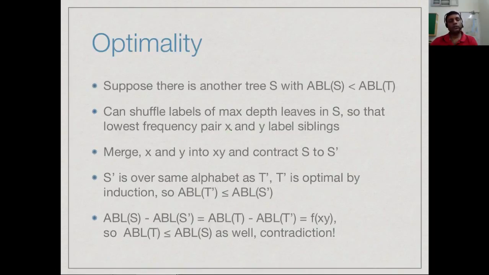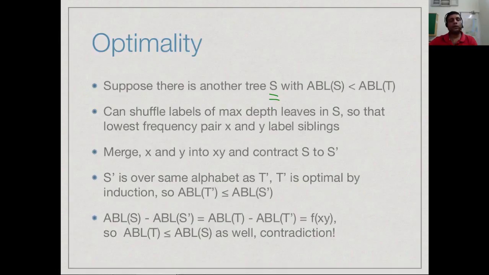Now, let's assume that we know how to solve all k minus 1 size alphabets efficiently, and we have done this recursive thing to construct a tree T for size k. Suppose there's another strategy which produces a better tree for size k. So there's another candidate tree S, produced by some different strategy, whose average bits per letter is strictly better than the one that we construct recursively.